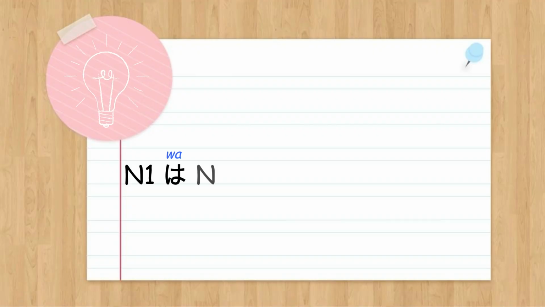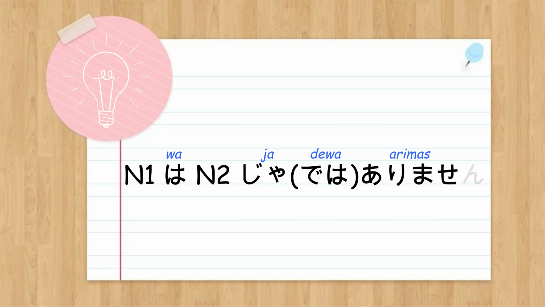Let's move on to our second pattern for this lesson. N1 wa, N2 ja or de wa ja arimasen. N1 wa, N2 ja arimasen. This is just the negative form of our first pattern. Desu is affirmative and ja arimasen is negative.